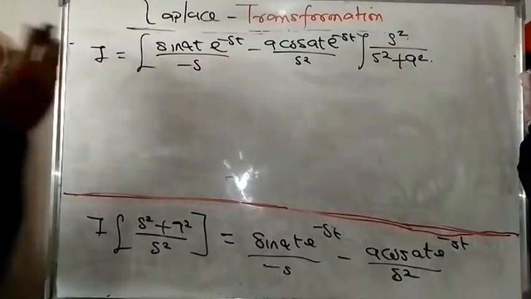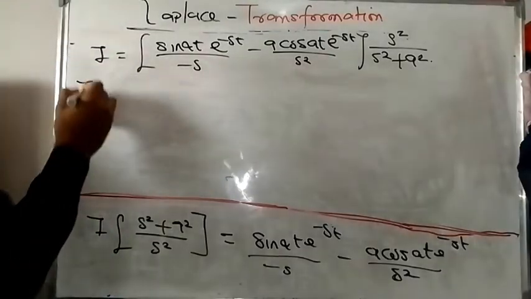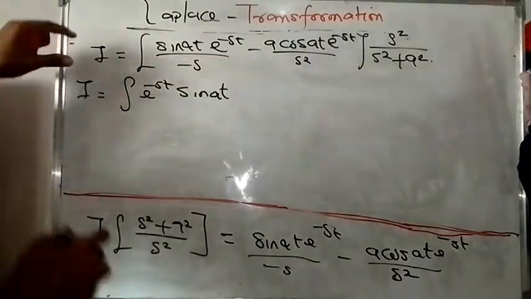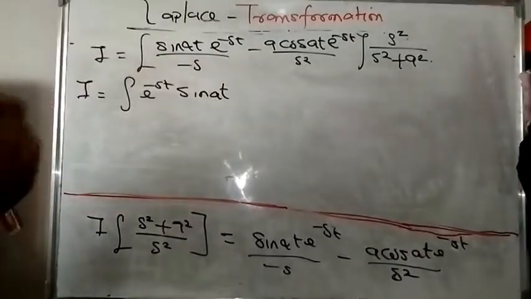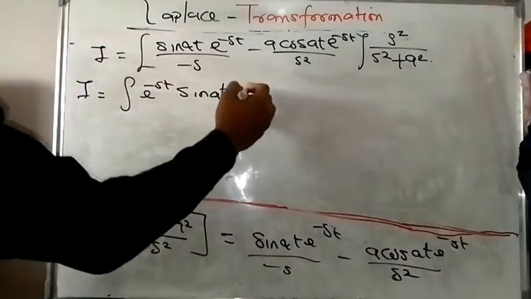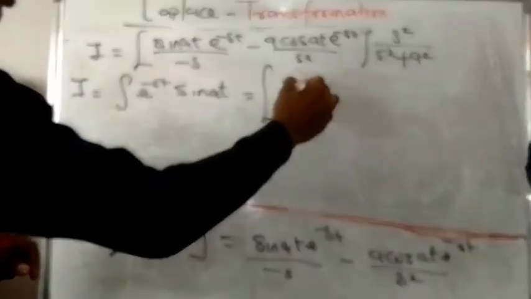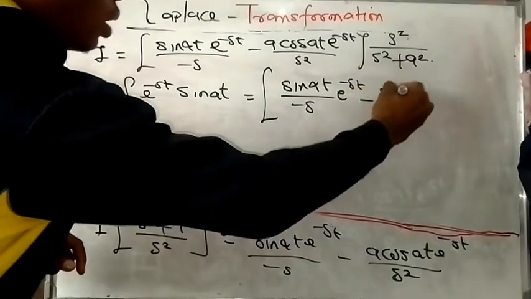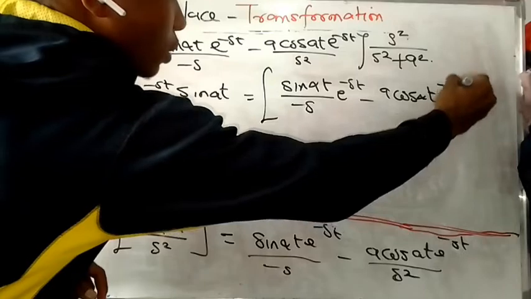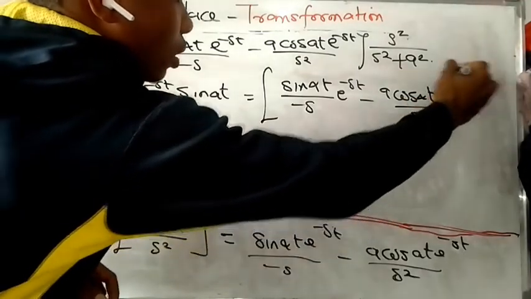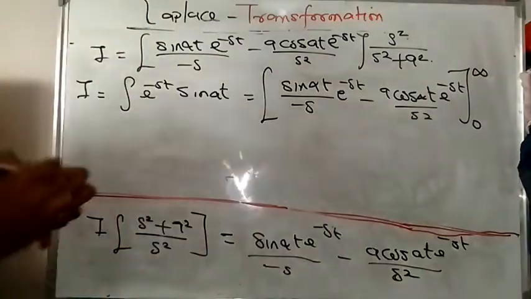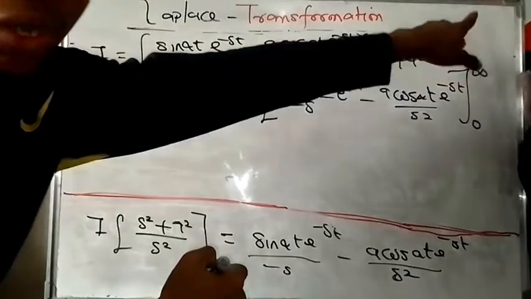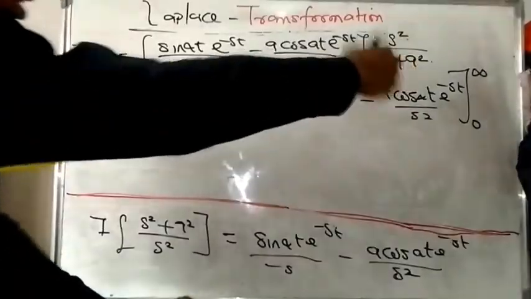Now, say you have successfully carried out our integral, where I is equal to the integral of exponential minus st sine at from the previous question, and this is the answer we have. The next step is to take our limit, from 0 to infinity. Remember, our limit goes from t equals 0 to t equals infinity. There's no t here, so this is basically a constant.